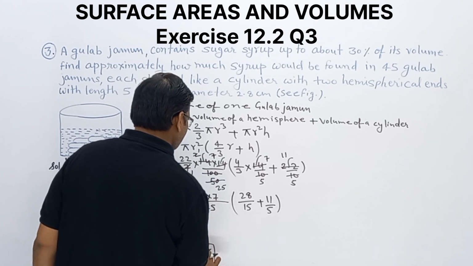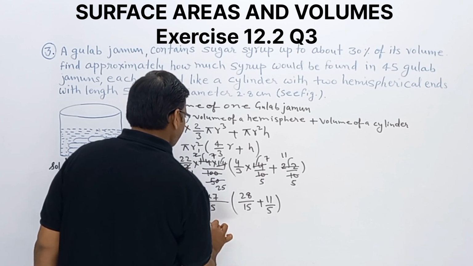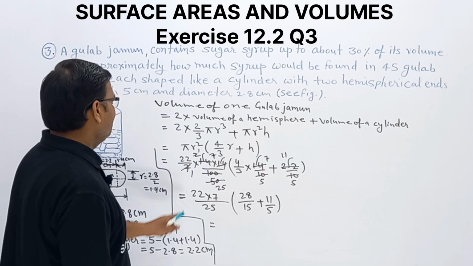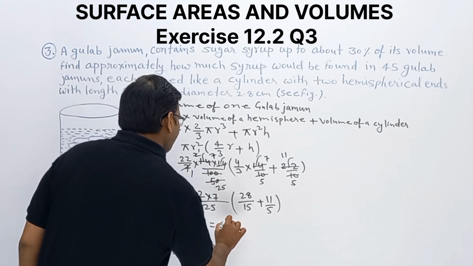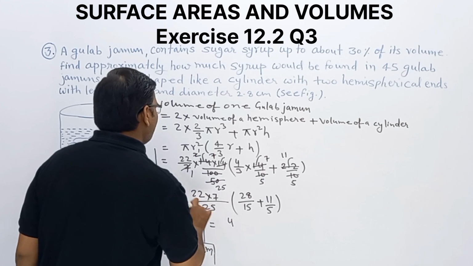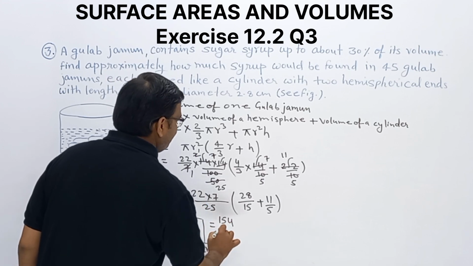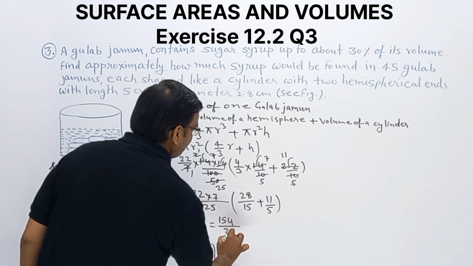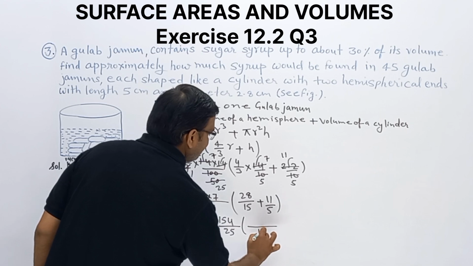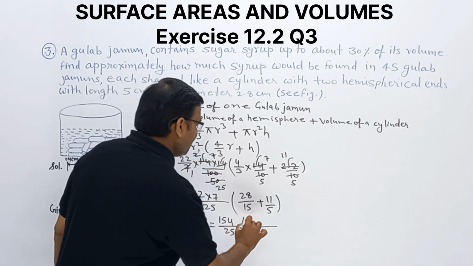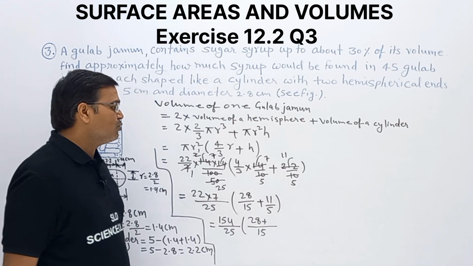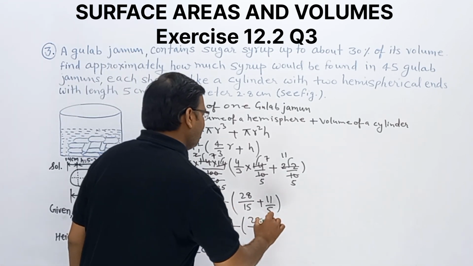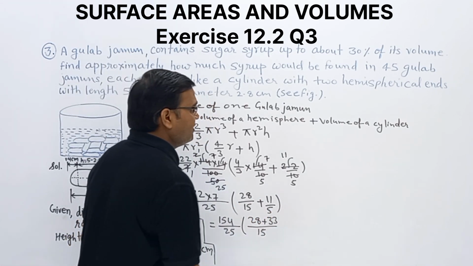So what things are remaining? Multiply both. 7 twos are 14, 1 is remaining. 14 plus 1 is 15, divided by 24. What about the LCM? 15 is the LCM. So we are getting 28 plus 15 divided by 5. 3 times it is going, multiplied by 11, then 33.